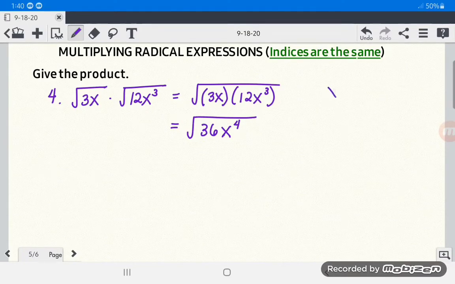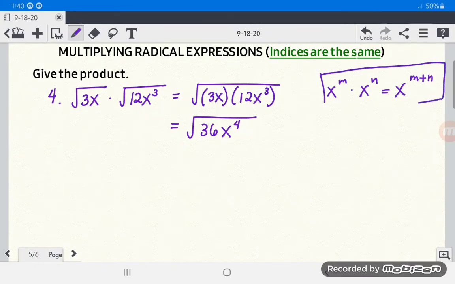Remember, if you have x raised to the m power times x raised to the n power, what are we going to do with the exponent? We just add the exponents. So we have x raised to m plus n, right? Going back to our example, we just add the exponents 1 and 3. So the result is 4. Then the square root of 36, we have 6. Then x squared, right? Because for the square root of x raised to the 4th power, we just divide the exponent by the index. So we have 4 divided by 2, we have 2.